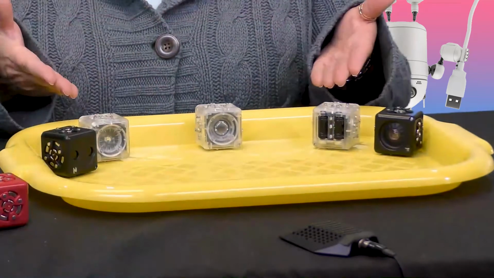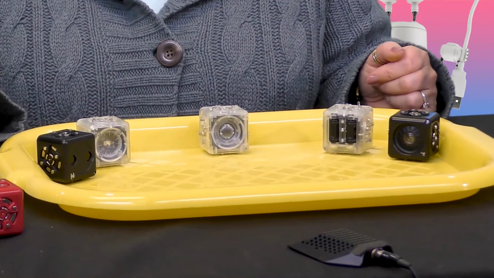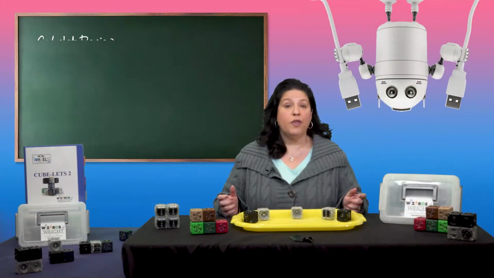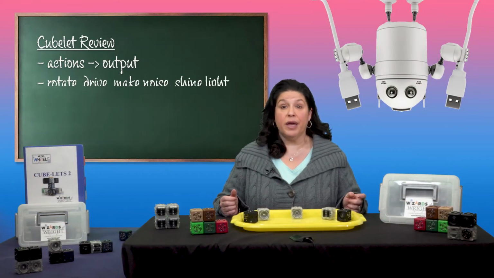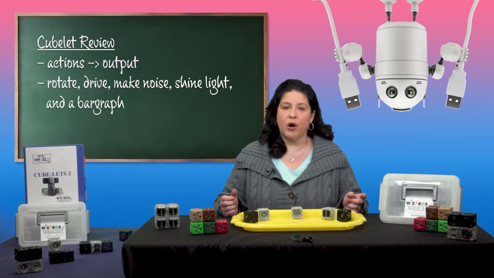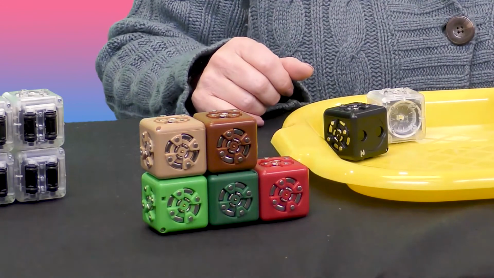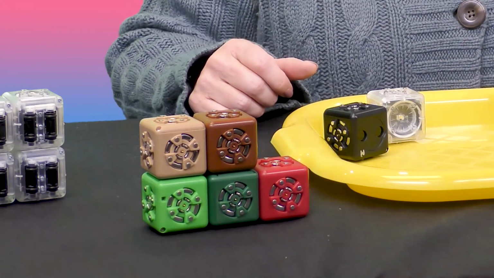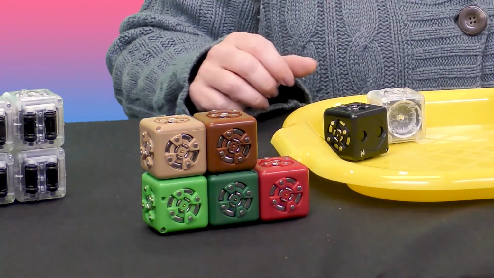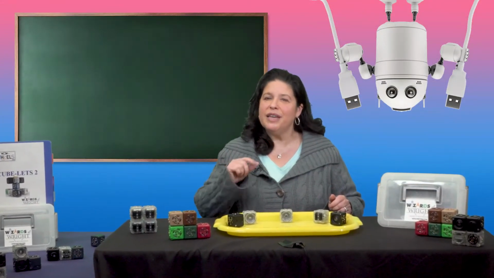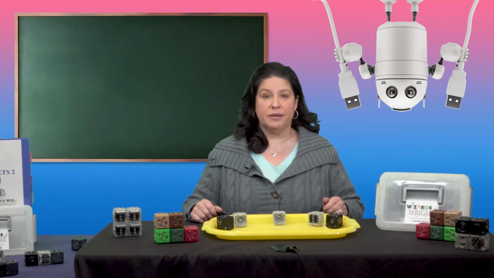And there are clear cubes. These are the action cubes, the output. They create a motion or an action. There are Cubelets that rotate, drive, emit noise or light, and one with a bar graph. These might be new to you. These are the colored cubes. These are logic cubes. They're known as the thinkers. They help solve the problem and think critically. As you experiment with them, see if you can figure out what each one does.